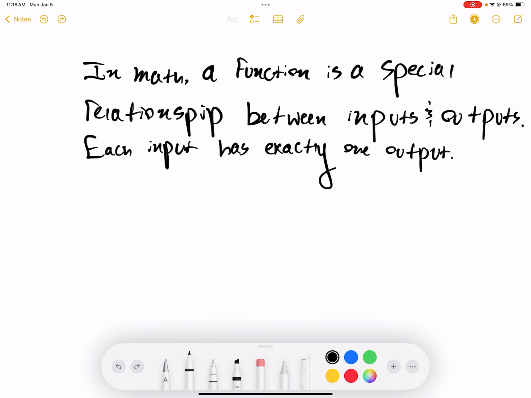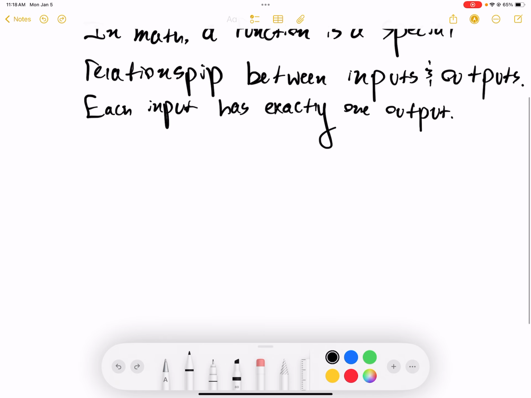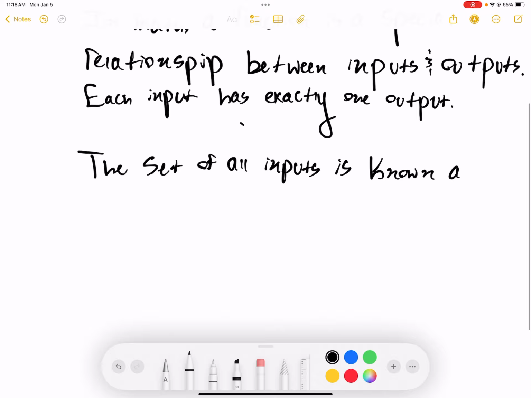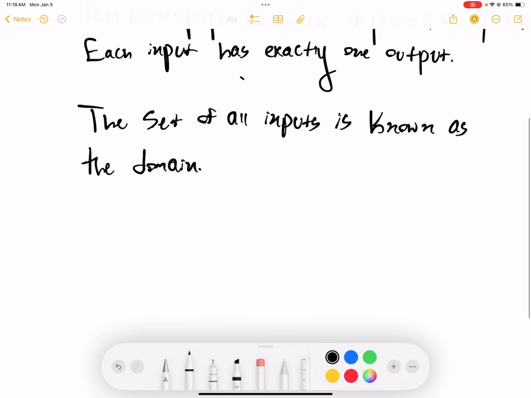So the set of all inputs is known as the domain. The set of all outputs is known as the codomain, or the range.